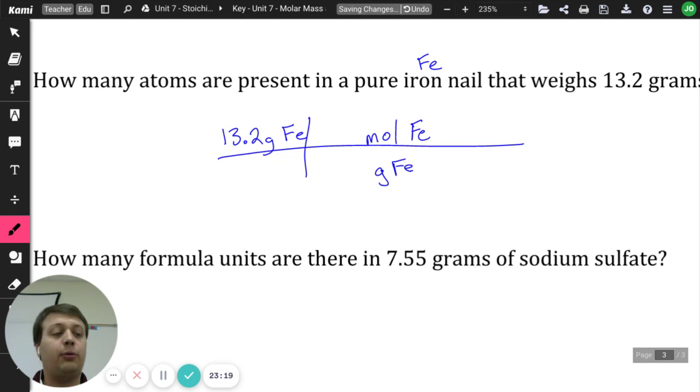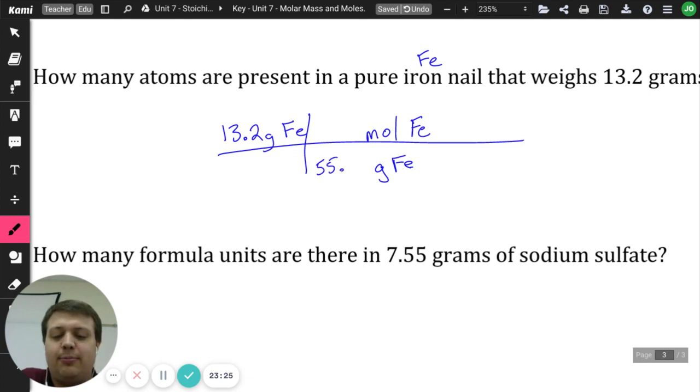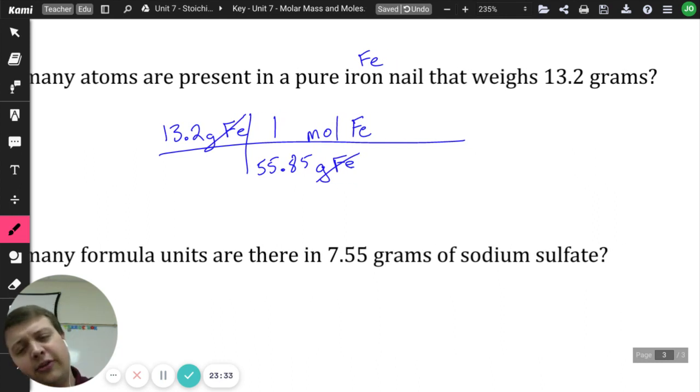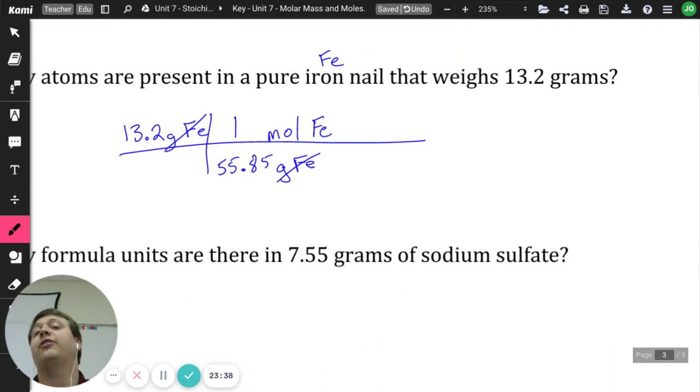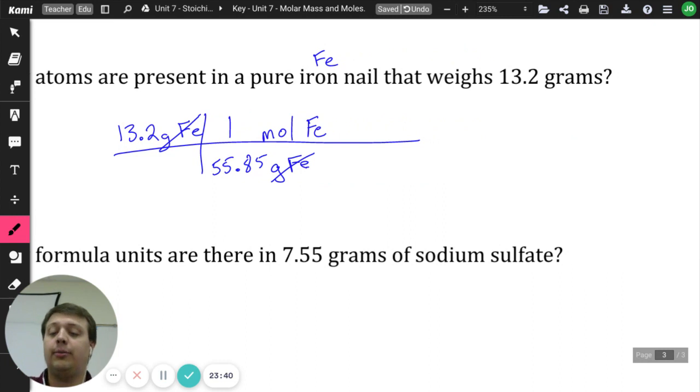Well, how do we do that? Well, we do that using our molar mass. So the molar mass of iron is 55.85 grams per 1 mole. Canceled out grams. Then I remind myself, is moles what I'm looking for? Well, my question asks how many atoms. So no, it's not what I'm looking for. So if no, we drop it low.